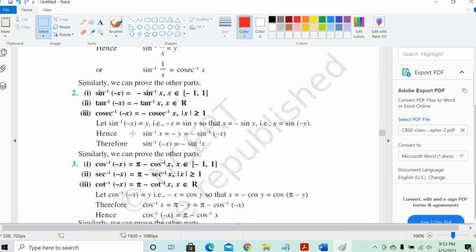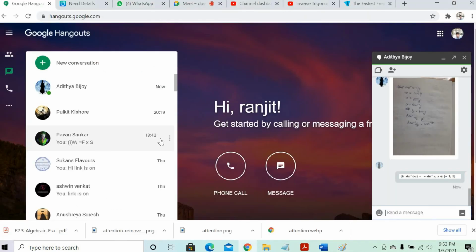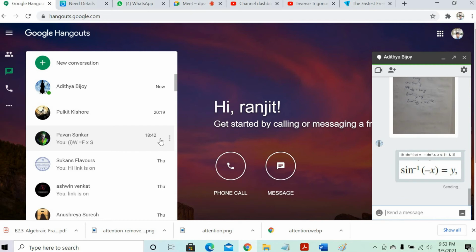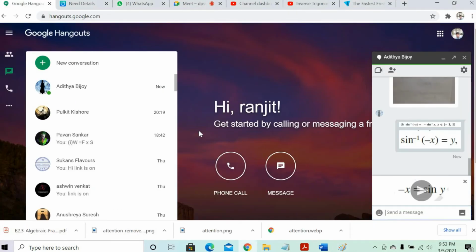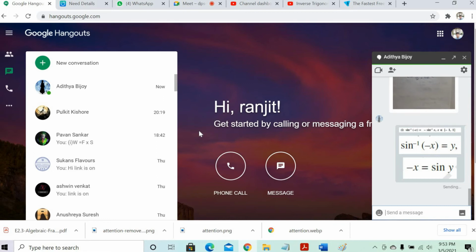Let sine inverse of minus x be equal to y. So what will become? Minus x is equal to sine y. Sine inverse goes to the other side, so minus x is equal to sine y. Clear? Yes, sir.